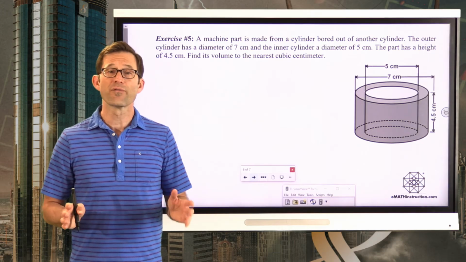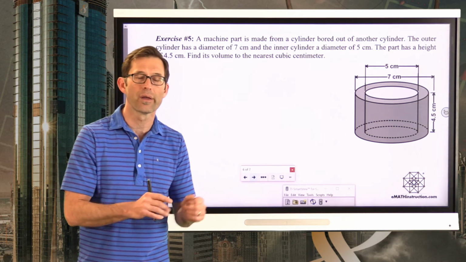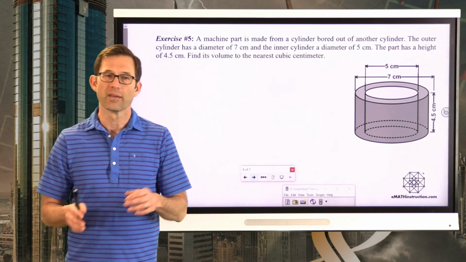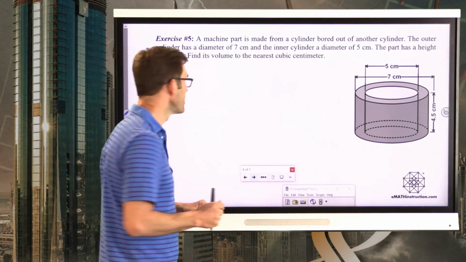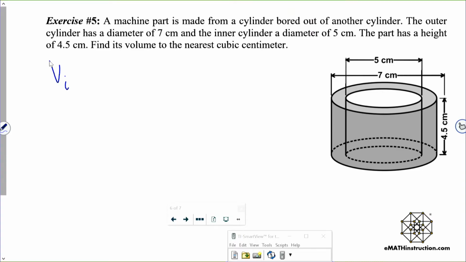All right, now this is the first one where we didn't walk you through, first find the area, then multiply it by the height, get the volume. So let's try to do it all together, right? Let's do the volume of the inner cylinder.